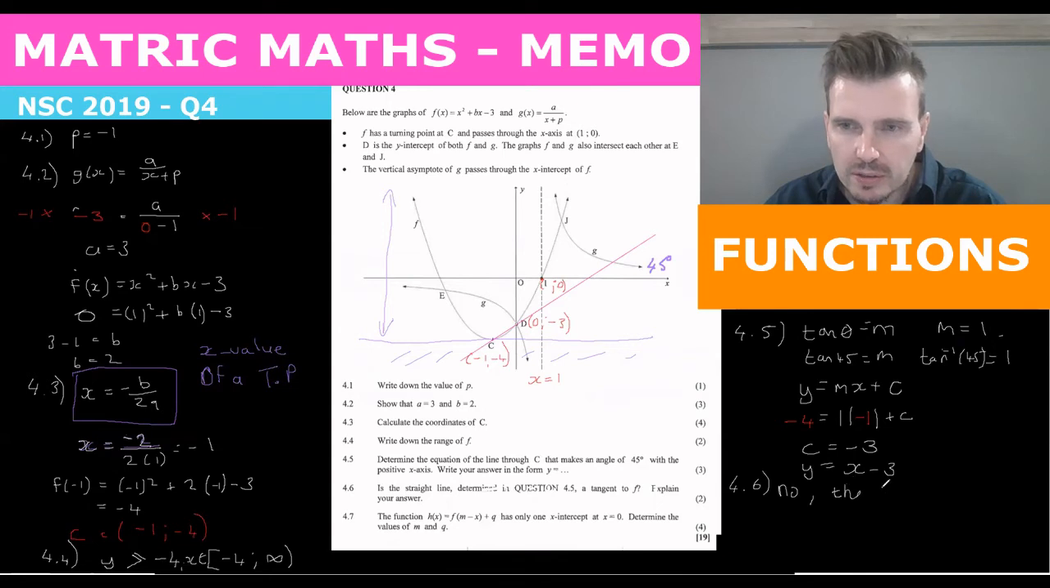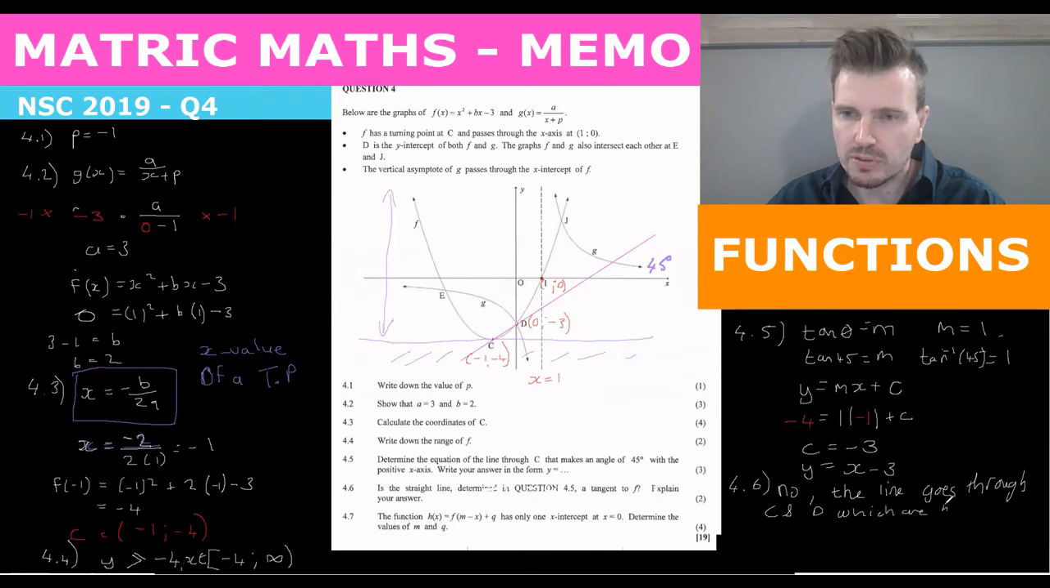The line goes through C and D, which are both on f. And we know that a tangent only touches a graph at one point.